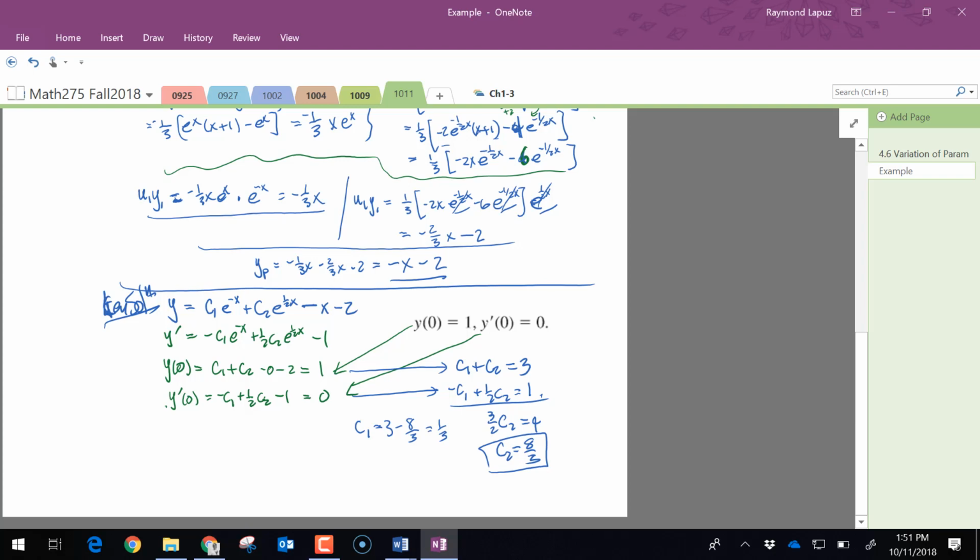All right, our general solution. Oh, not our general solution. This is our solution now. Positive 1/3 e to the negative x, positive 8/3 e to the 1/2 x minus x minus 2.